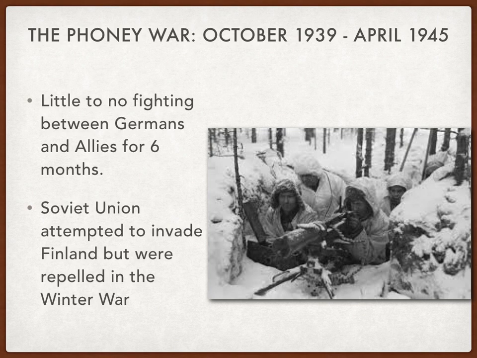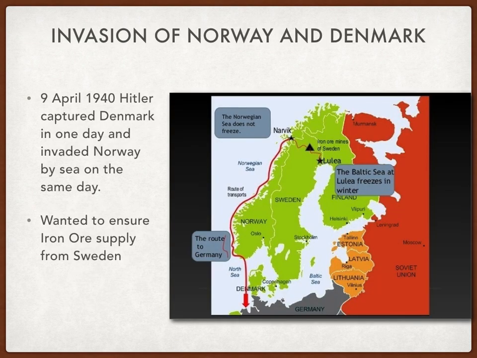However, on the 9th of April 1940, Hitler made his move when he captured Denmark in one day, and he invaded Norway by sea the same day. The Germans invaded Norway in order to secure its iron ore supply from neutral Sweden. This is where the iron ore would have come from. The Baltic Sea would freeze in the winter, so they would have to ship it through the Norwegian Sea, and wanted to ensure that they still had access to this ore. It was crucial to their war efforts.